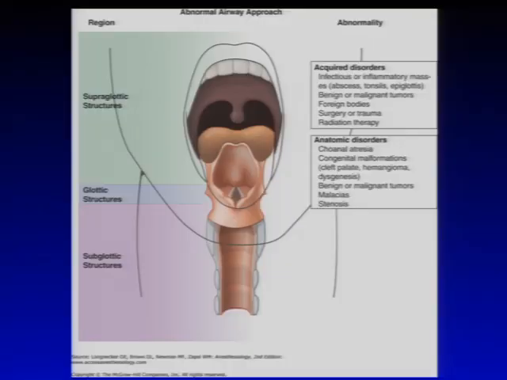And there are several ways in which we can look at abnormal airway. One way would be to consider the anatomic regions, and it can be divided in three regions: the supraglottic structures, glottic structures, and subglottic structures. But also we can look at it based on the type of abnormality. And we can have a variety of congenital disorders and a variety of acquired disorders. And not uncommonly, we can have patients that can have a combination of disorders.